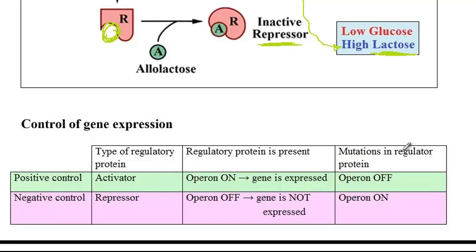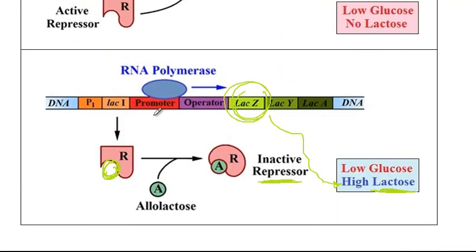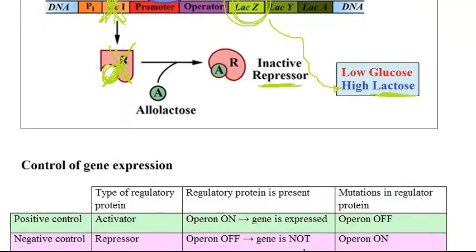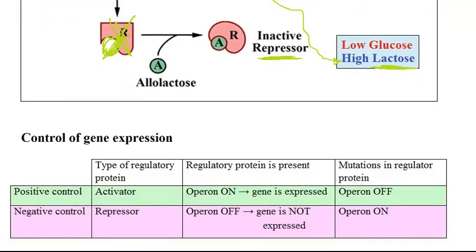On the other hand, if we cause mutation in the regulatory protein, so here, if we cause mutation in the LAC-I, and so there won't be any R protein, then there would be lactase, beta galactosidase expression all the time. So if we cause mutation in the regulatory protein, then the operon will be on and there will be gene expression. All right, so basically that concludes our discussion of this video.